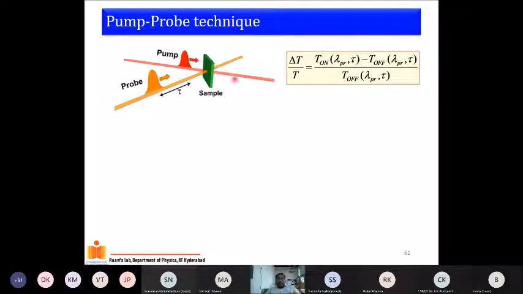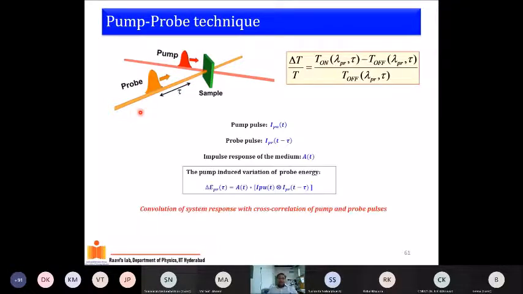Okay, now you turn off the pump and measure the transmission of the probe without the pump. What is the transmission of the probe without the pump? It is a simple ground state absorption. Okay, and what happens here is what happens to the probe absorption when it goes to the excited state. So this is how one can look at it to understand. Pump probe tells you the impulse response of the medium, and the output of the pump probe experiment gives you the pump-induced variation of probe energy, and the convolution of the system requires the cross correlation of pump and probe to be the same.